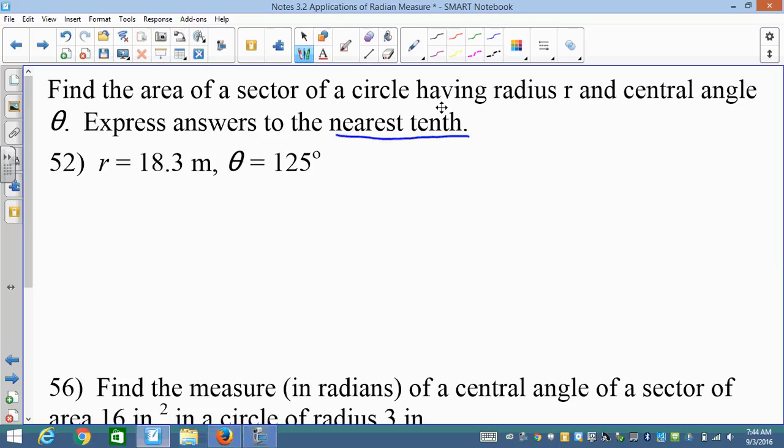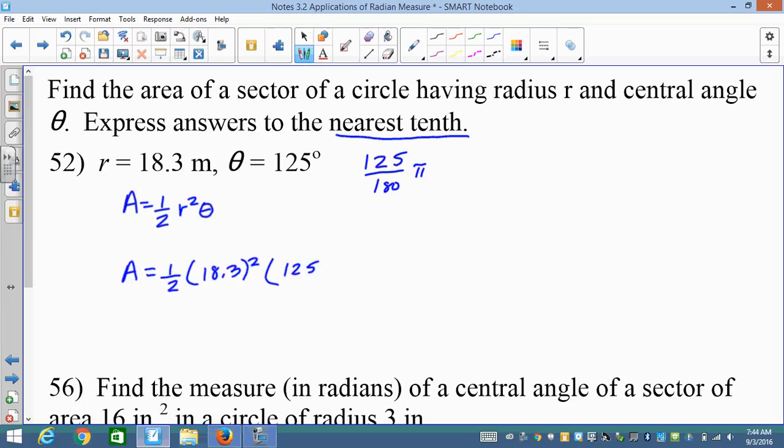Find the area of a sector of a circle having radius r and central angle theta. Remember, area equals 1 half r squared theta. Now theta is in degrees, so we do have to change theta to 125 over 180 pi. Now you can reduce it or you can just leave it. We're going to throw this in the calculator anyway, so I would just leave it. So A equals 1 half times 18.3 squared times 125 pi over 180.